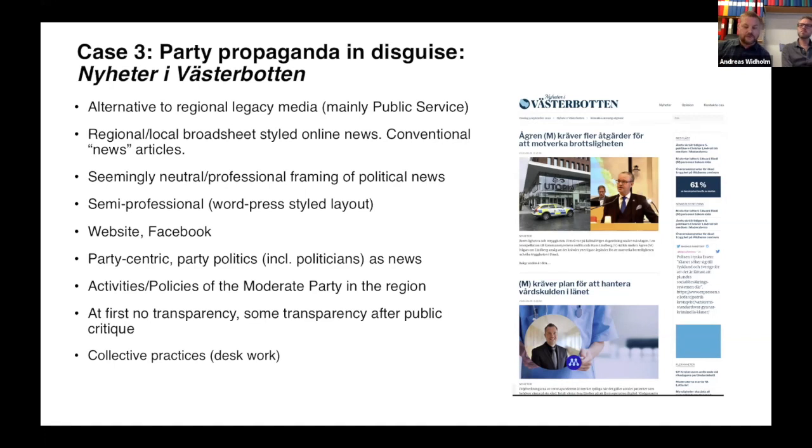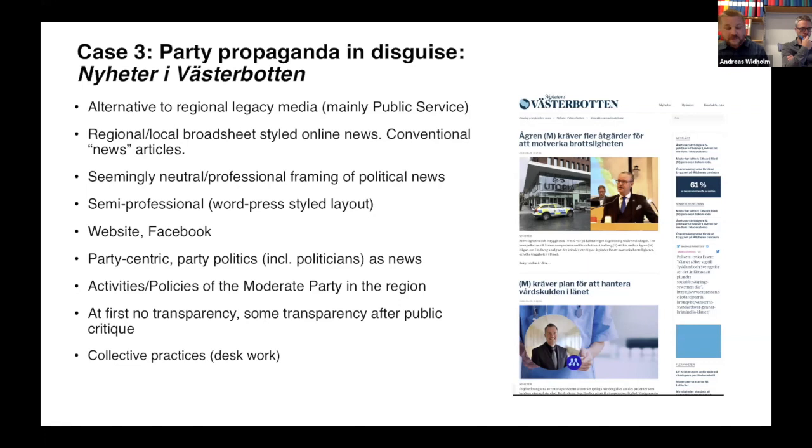The news on this newspaper resembles regional or local broadsheet news. The format and style are conventional news articles, and they are generally framed seemingly neutral or professional on political issues and affairs in the region. But the news, when you look at them, is basically promoting the activities, policies, and politicians of the Moderate Party. And you can call them press releases, basically, in the style and format of news.